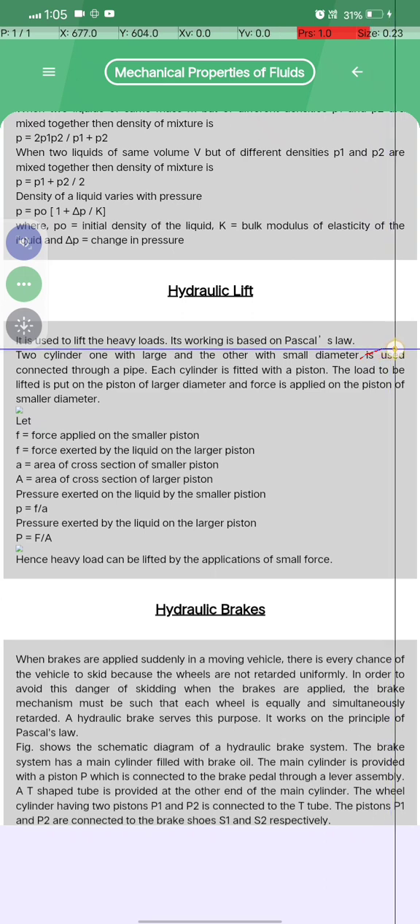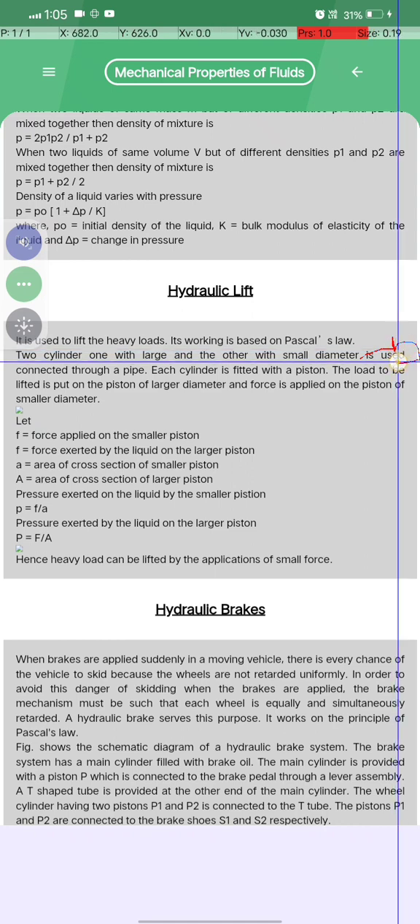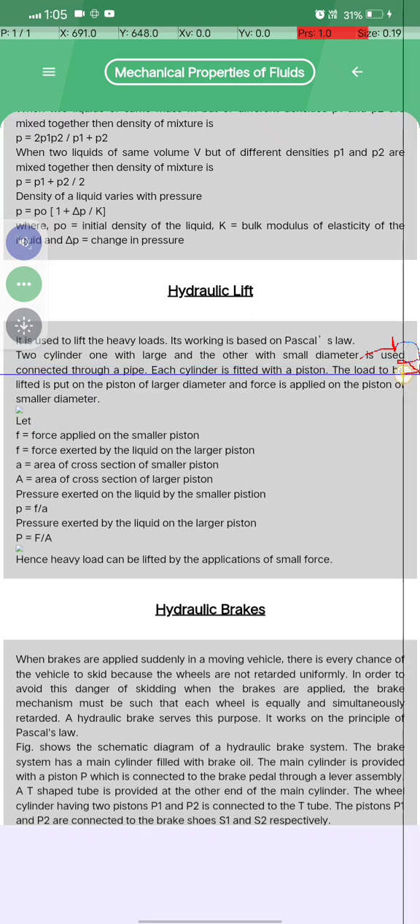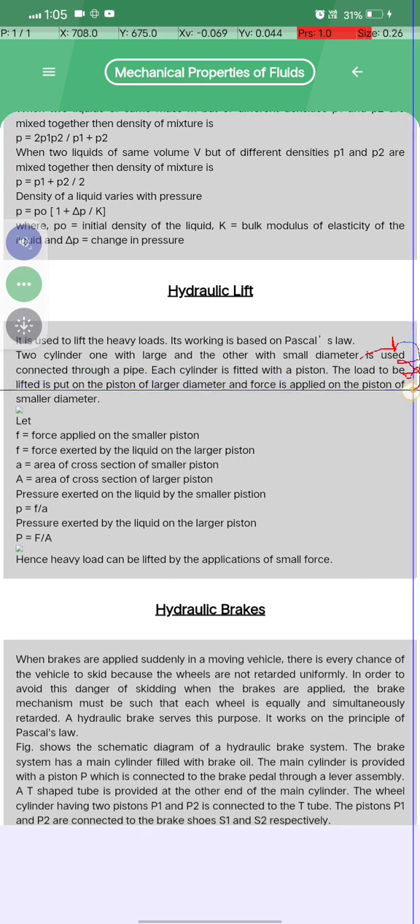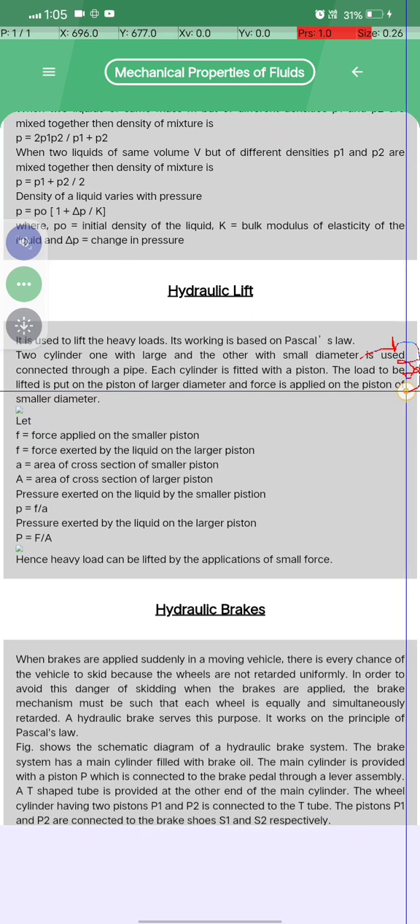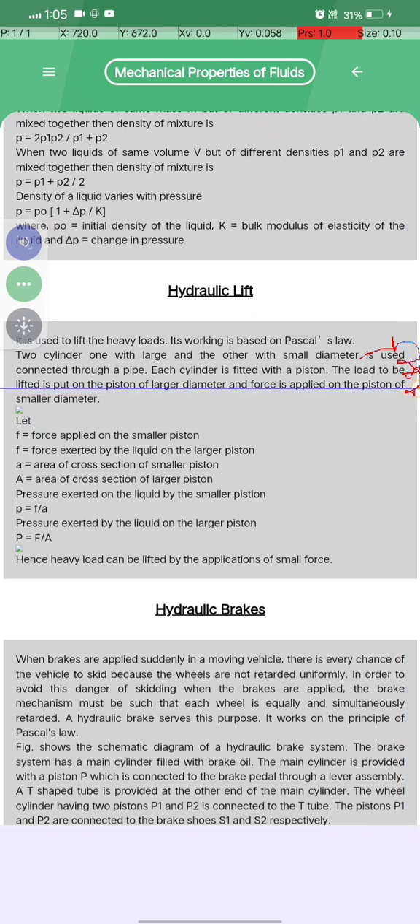अब हाइड्रोलिक लिफ्ट क्या होता है? It is used to lift a heavy body, and its working is based on the Pascal law. It has two cylinders, one with a large and another with a small diameter, connected through a pipe, and each cylinder is fitted with a piston. The load to be lifted is put on the piston of the larger diameter, and the force is applied on the piston of smaller diameter.